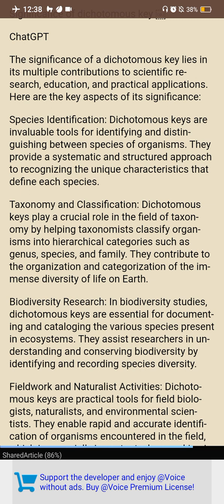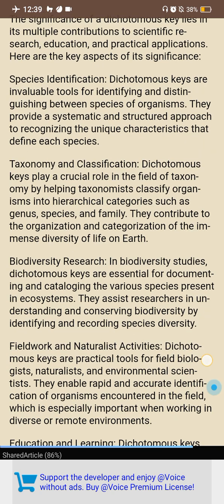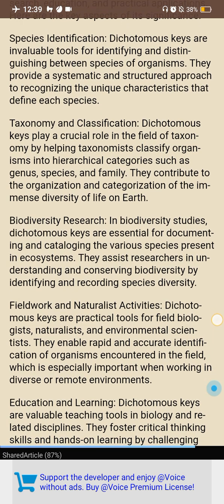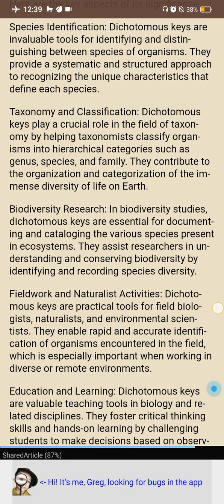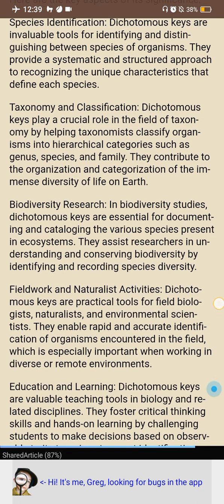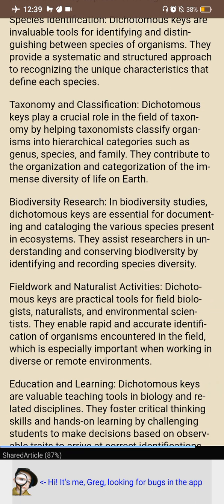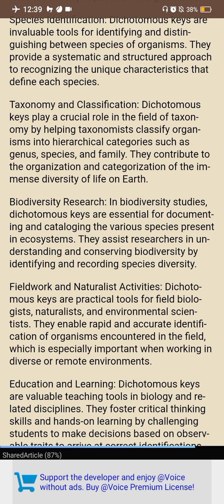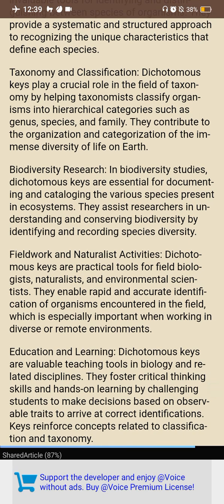They provide a systematic and structured approach to recognizing the unique characteristics that define each species. In taxonomy and classification, dichotomous keys play a crucial role in the field of taxonomy by helping taxonomists classify organisms into hierarchical categories such as genus, species, and family. They contribute to the organization and categorization of the immense diversity of life on Earth. So biodiversity research. In biodiversity studies, dichotomous keys are essential for documenting and cataloging the various species present in ecosystems. They assist researchers in understanding and observing biodiversity for classifying and recording species.